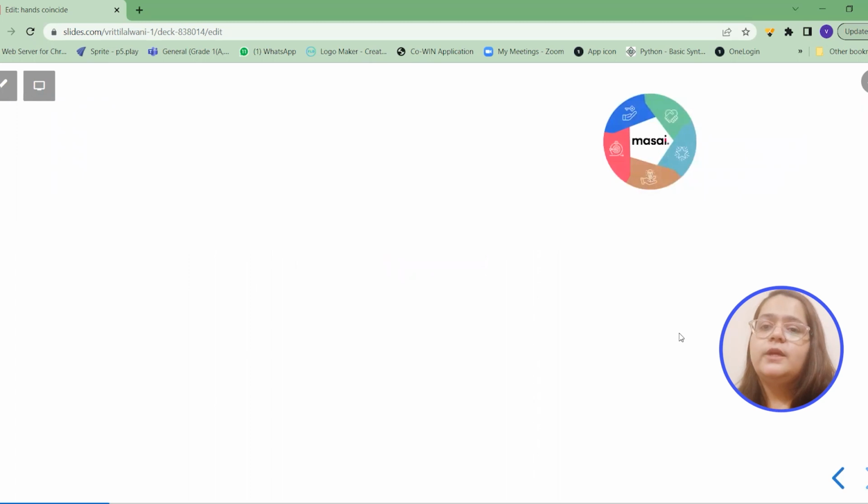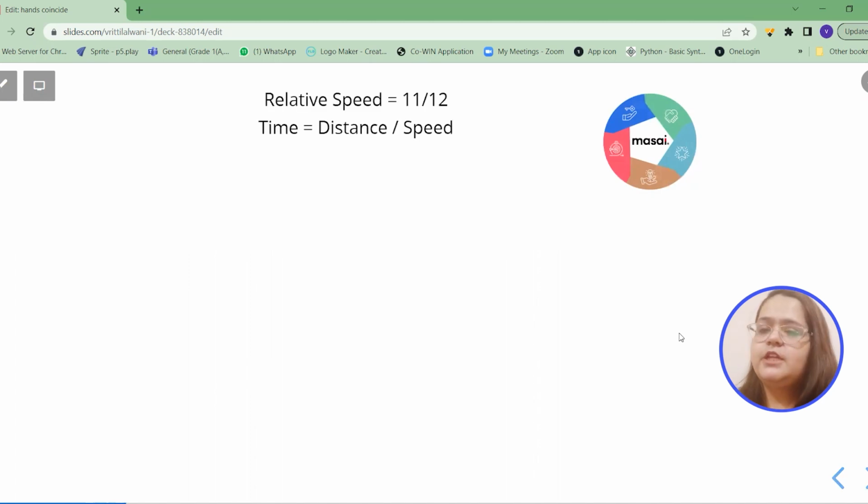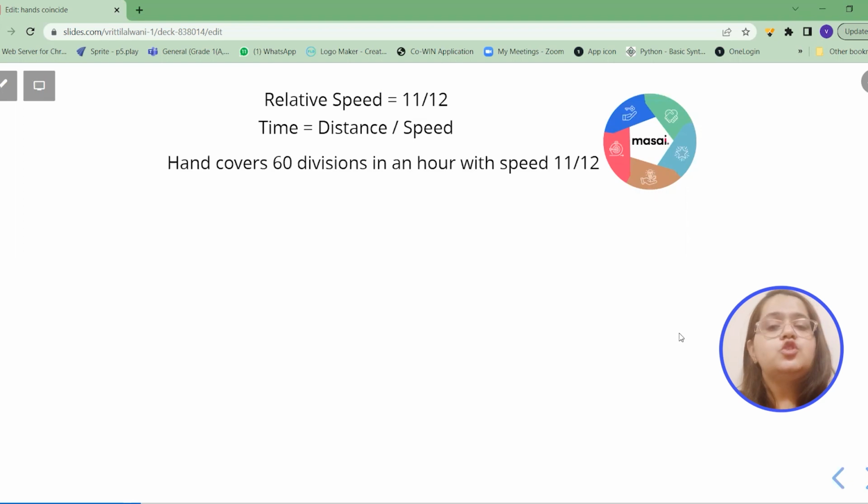Relative speed is when two objects move in the same direction, we have to subtract their speeds. The two objects in this question are in the clock, that is the hour hand and the minute hand. The relative speed between them we have calculated, that was 11 by 12. And we are learning this formula, time equals distance upon speed. So we have the speed and we know the distance they are covering. In an hour, the distance that the minute hand is covering is 60 divisions. That is the most important thing.